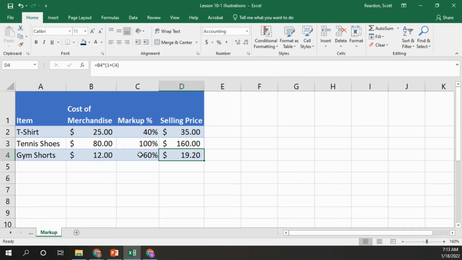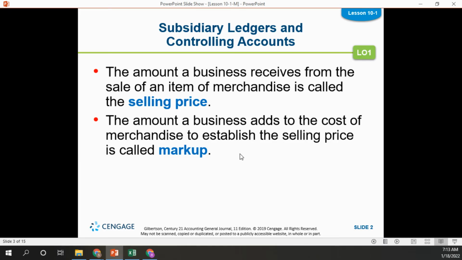So I'm paying my cost of merchandise. If I'm a reseller from the manufacturer, I need to make a profit. We call that gross margin. I need to make a profit in that process. So that's markup. Okay. Selling price, markup.